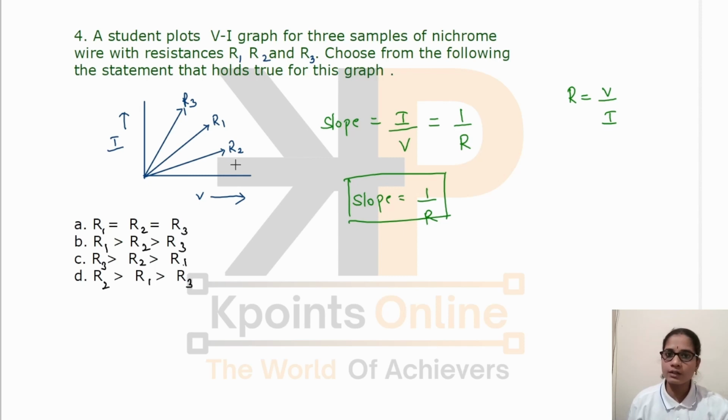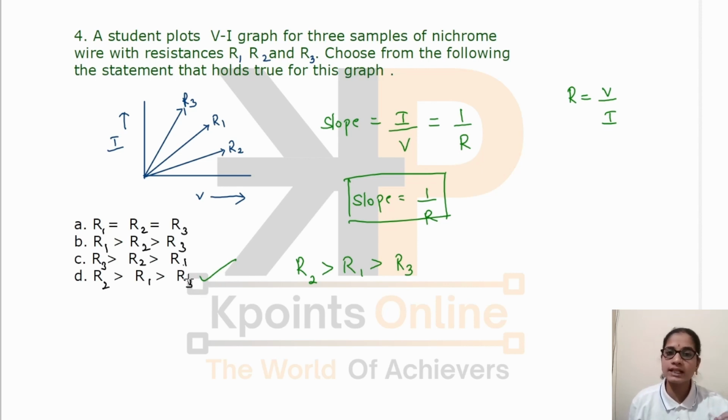The slope of R2 is least. Because of that, the resistance will be the highest of all three. Then comes R1 and the last will be R3. It is having the lower resistance as it is having the highest slope. So the order of resistances will be R2 greater than R1 greater than R3. So the correct answer will be R2 greater than R1 greater than R3. This will be our correct answer.